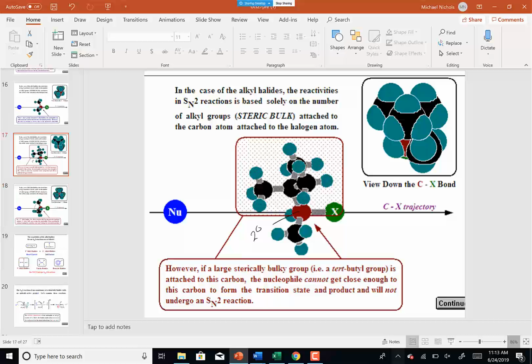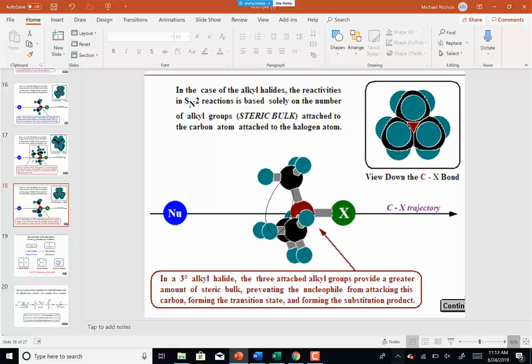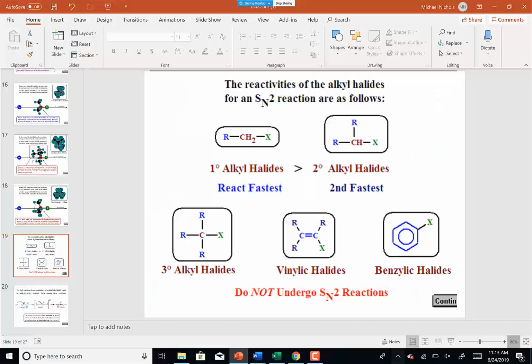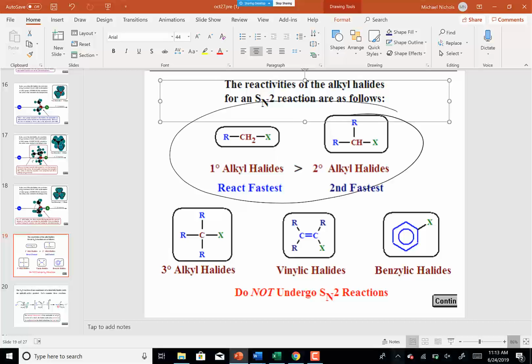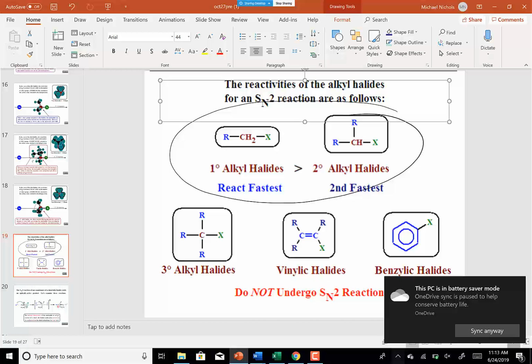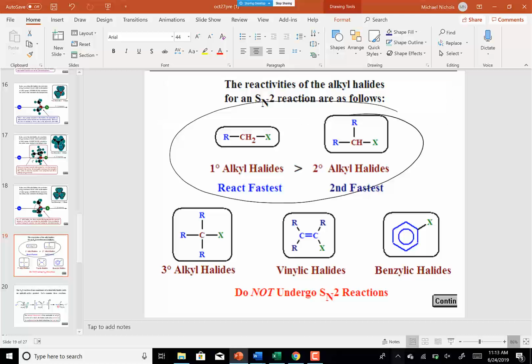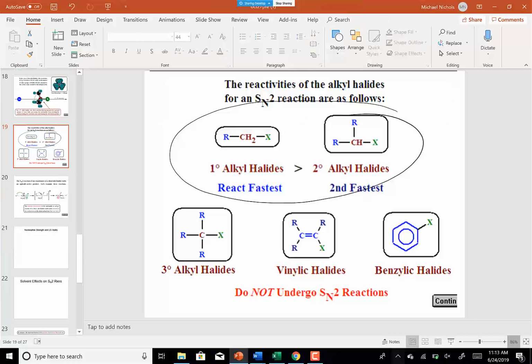Okay. So now we have these sterics. So for SN2 reactions, we're only going to use primary and secondary halides. So that's what we're going to talk about.